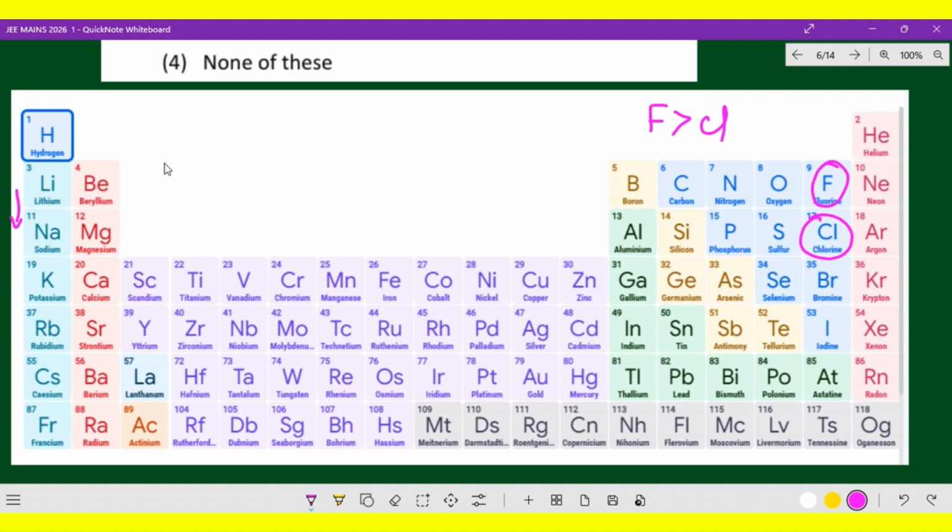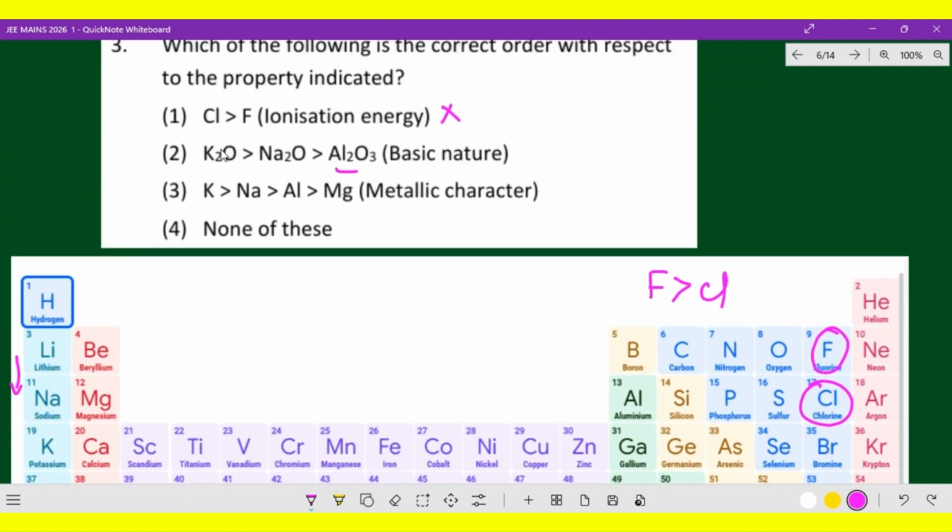Generally, Al2O3 is the least basic, then magnesium oxide, then sodium oxide and potassium oxide. Sodium oxide is comparatively less basic than potassium oxide. So what they have given in this point is correct. Potassium oxide is more basic, next to that sodium oxide, then Al2O3 is the least basic in nature. It is 100% correct. Let us check another two.